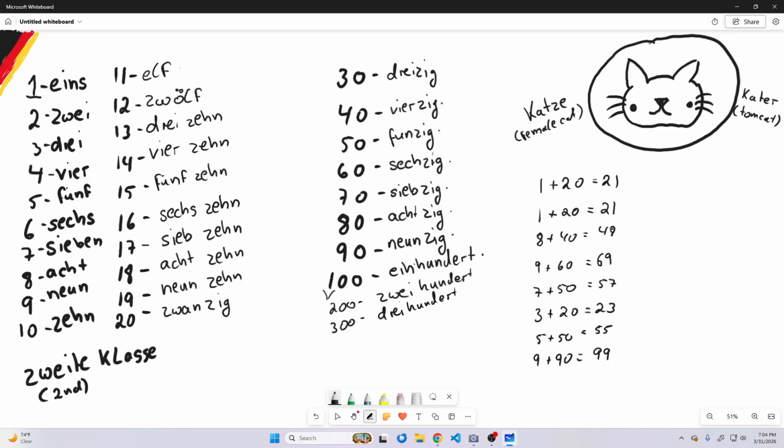Not just did you learn all the numbers all the way through 100, you also learned how to do addition in German. Now, here's a fun one. Let's say you want to do 300 plus 5 plus 60. That is 300, 5, und 60.